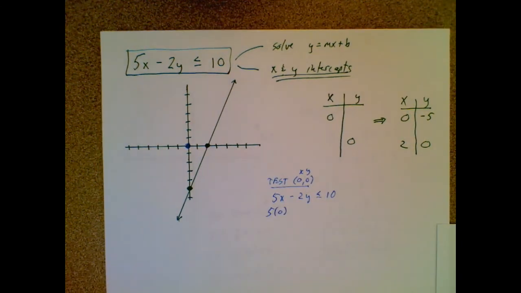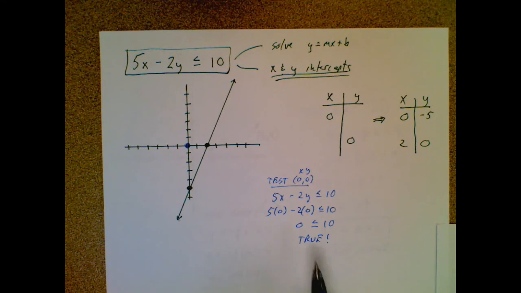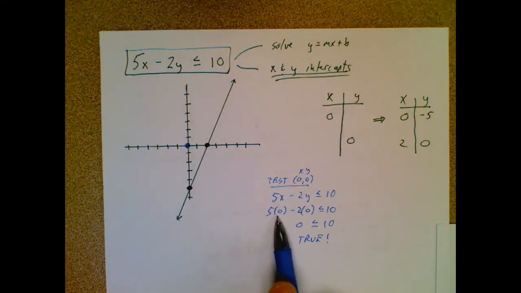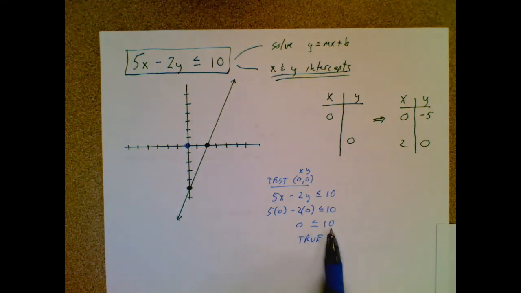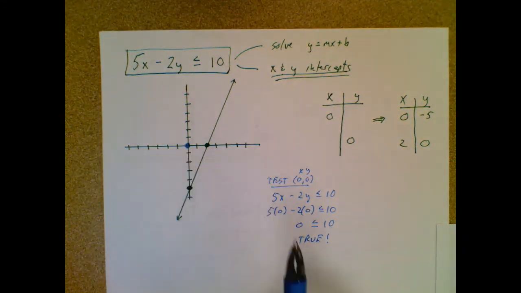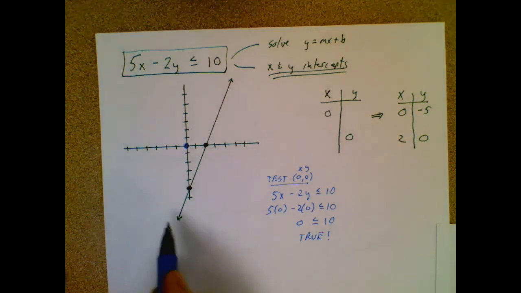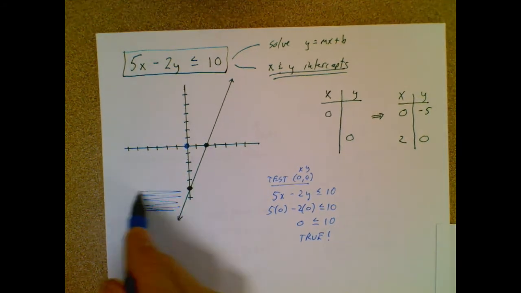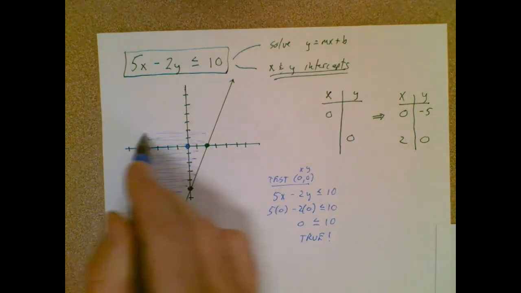You don't need to see me write this. By plugging in x equals 0 and y equals 0, I get a 0 minus a 0, which is a 0. So then I just ask myself, is this a true statement? Is 0 really less than or equal to 10? Heck yeah, it is. So I have a true test point. If I have a true test point, I want to shade to that side of the line because you're going to shade to the truth.